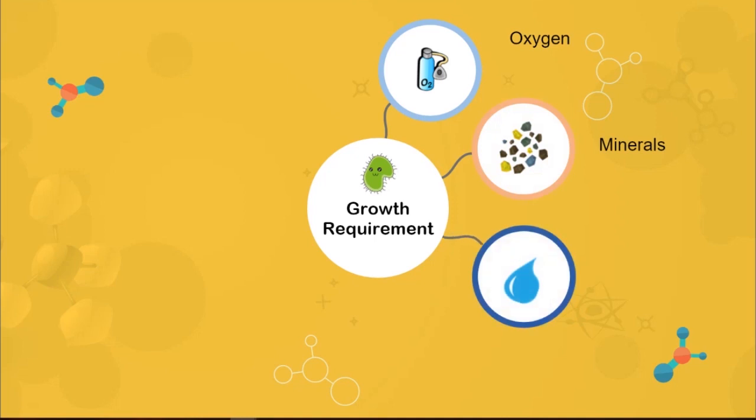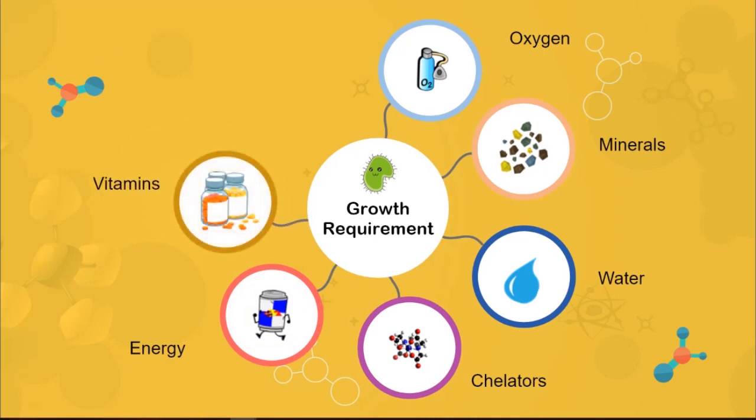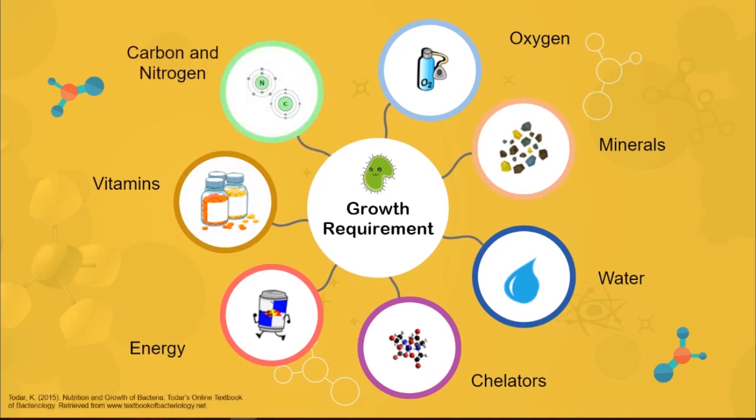Water, all bacteria need moisture or water in a usable or available form to grow and reproduce. Chelators, to detoxify poisonous metal agents. Energy, microorganisms can derive energy from sources of carbohydrate, mostly glucose, alcohols, and amino acids. Vitamins, needed as coenzymes. Carbon and nitrogen, as main components of cellular material.